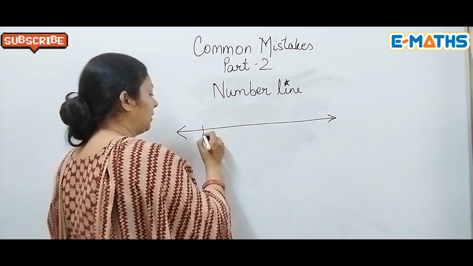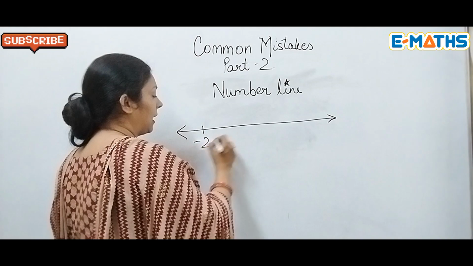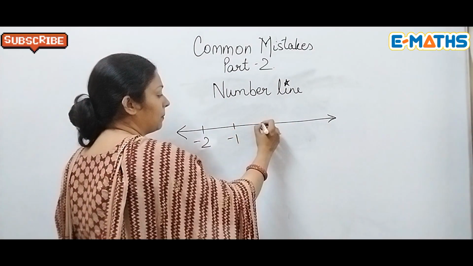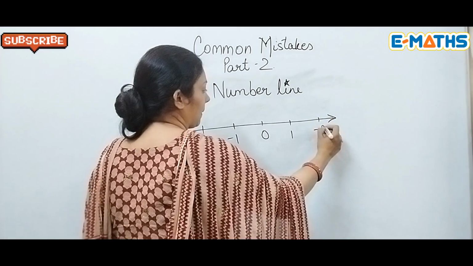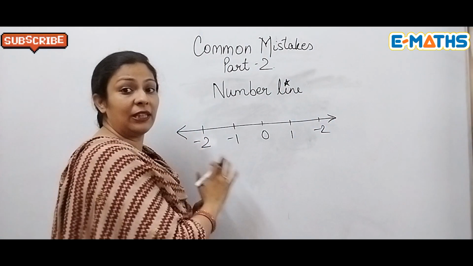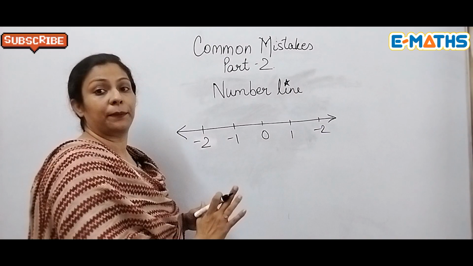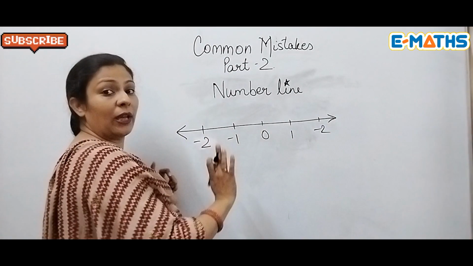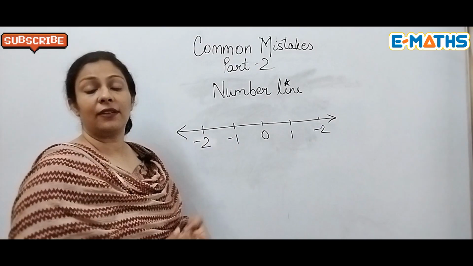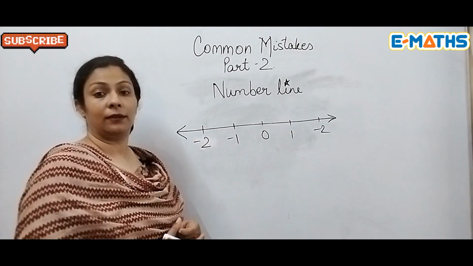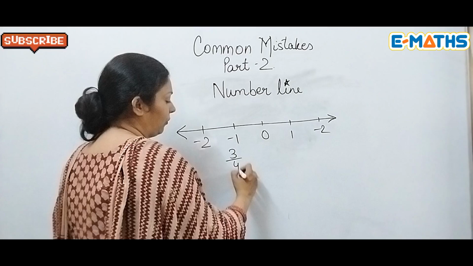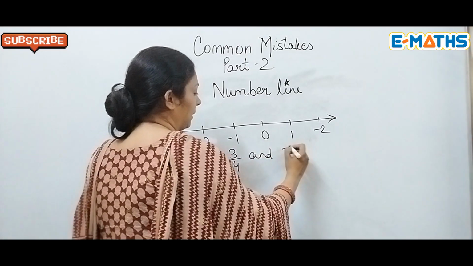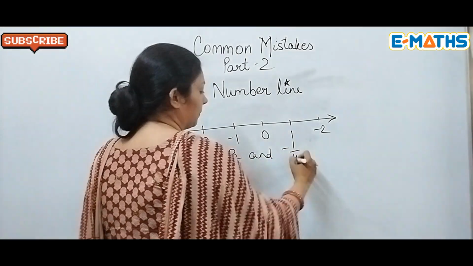And when you are marking the numbers, ensure that there are equal gaps between the numbers. The gapping between each number should be the same. Secondly, arrow I have already explained. In case you have to mark a rational number, let's say you have to mark 3 by 4 and minus 1 by 4.